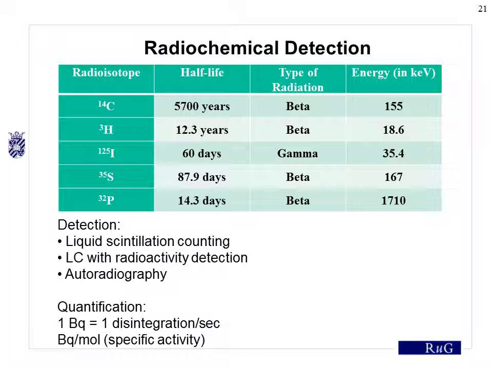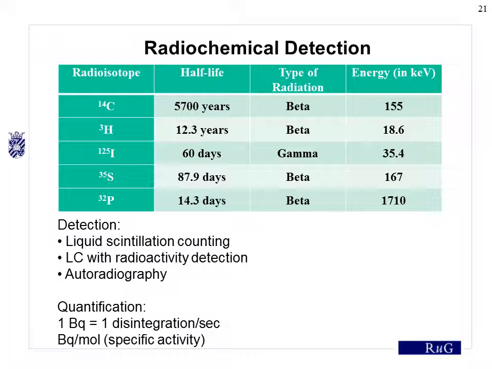Some of them can also be detected by autoradiography. For example, you can incubate a sample with a radioactive ligand and then see to which proteins these ligands have bound, for example on a proteomic scale, after gel electrophoresis and then exposing them to a film or to a corresponding camera.